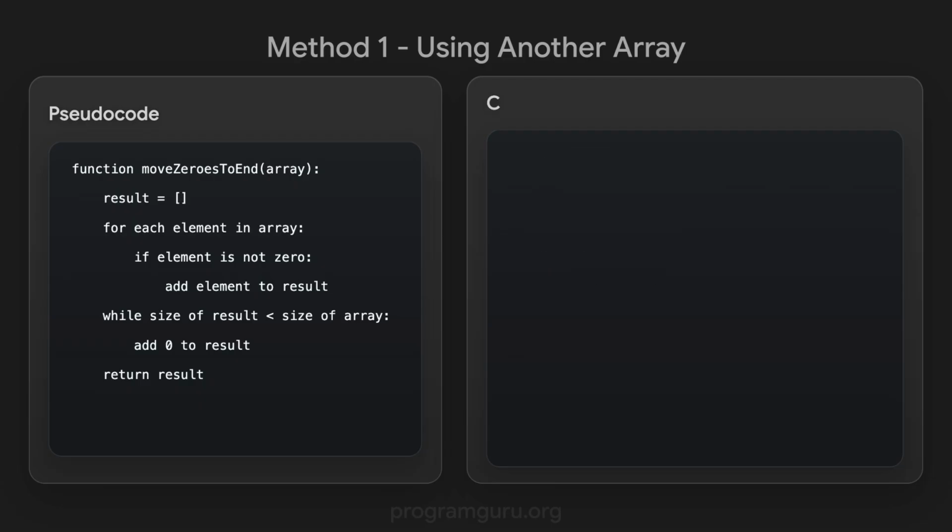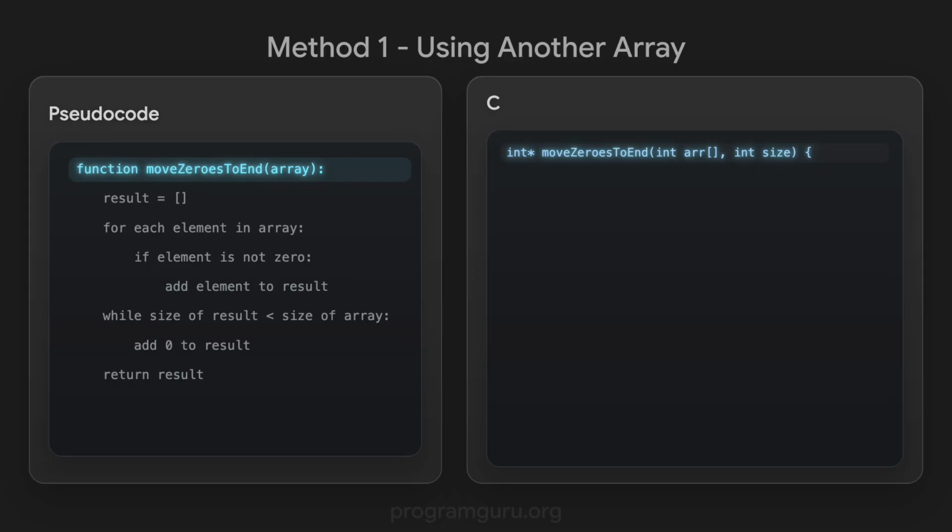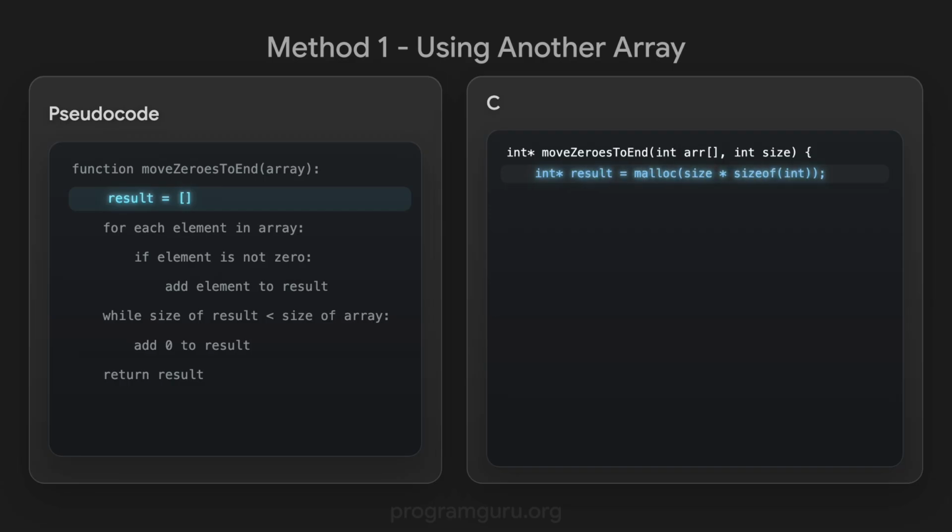Now let us convert the same idea into C. First, we write the function definition. In C, we pass the array and its size as arguments. Then we allocate memory for the result array. We also create result size and set it to 0. Result size tells us the next position in the result array.